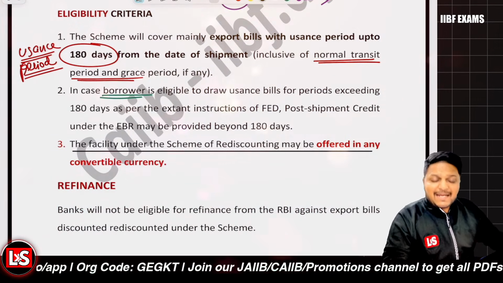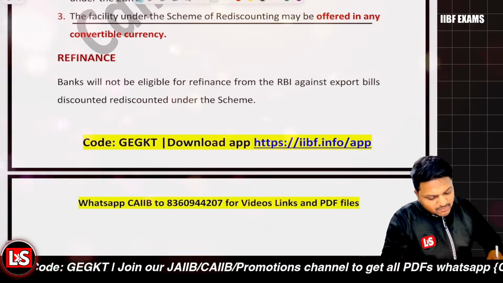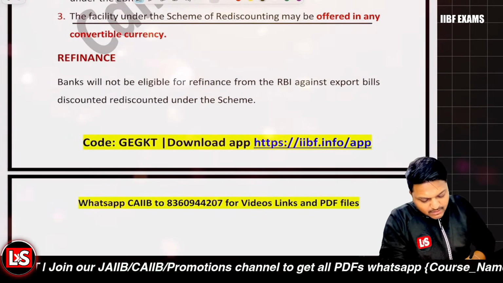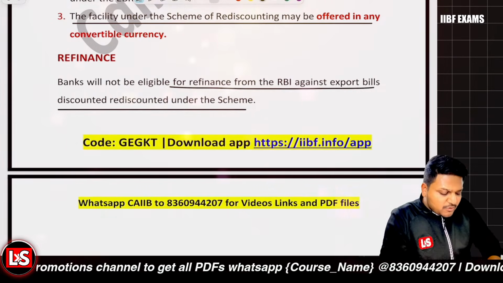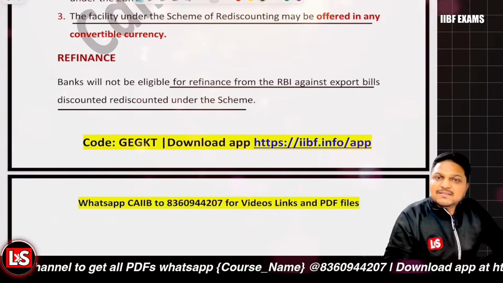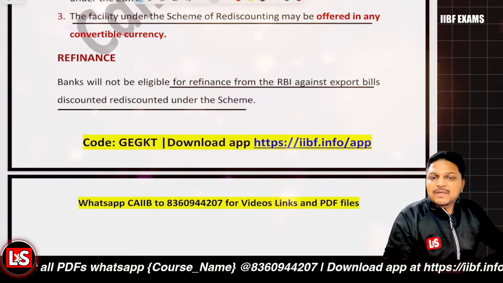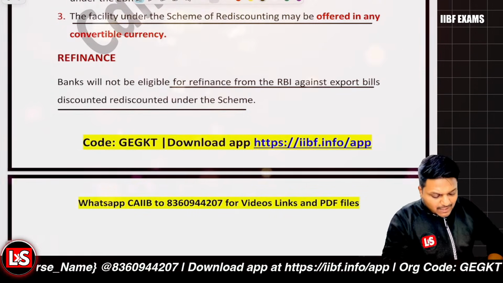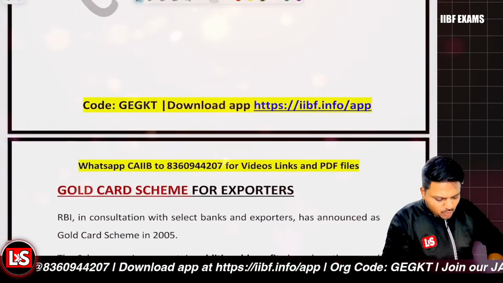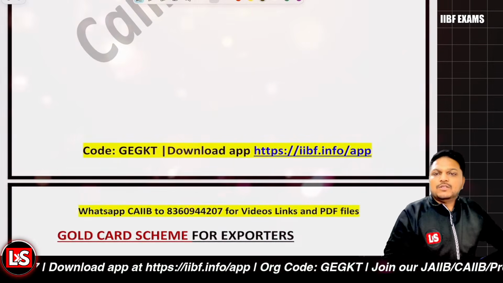Banks are not eligible for refinance from the Reserve Bank of India against the export bills discounted or rediscounted under the scheme. So if the bills are discounted or rediscounted under the EBR scheme, in that scenario the banks won't be eligible for refinance from the Reserve Bank of India. Clear with it? Now, after that, we are going to learn about the gold card scheme for the exporters.